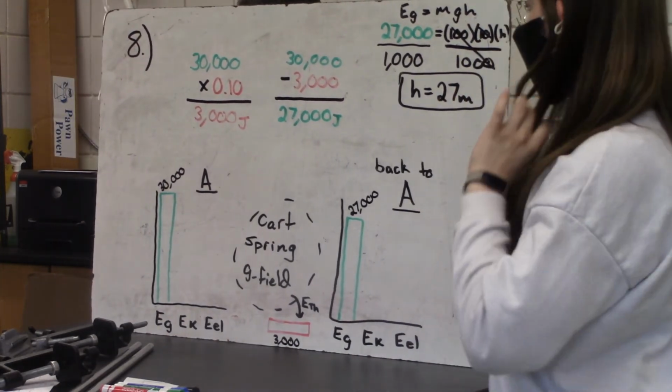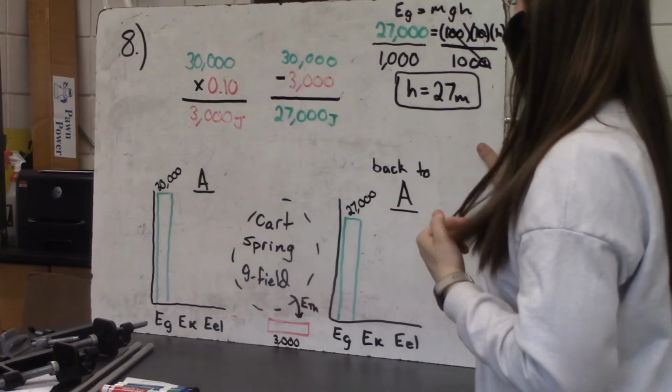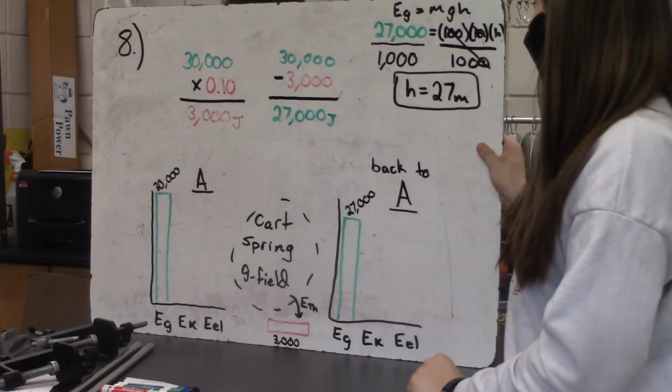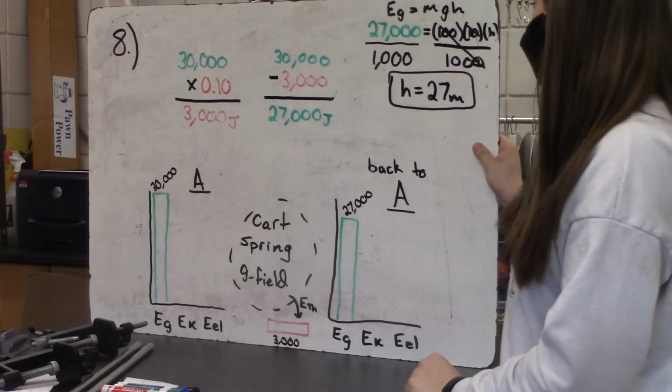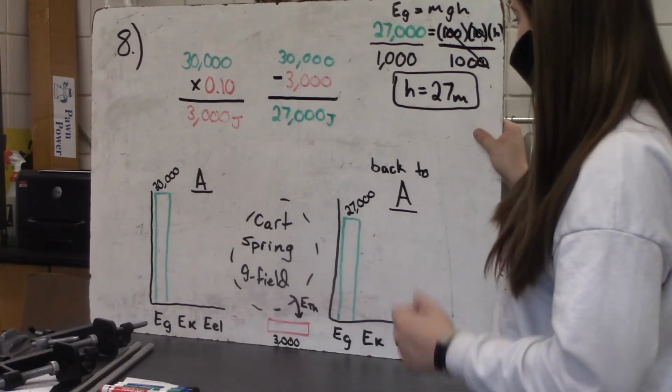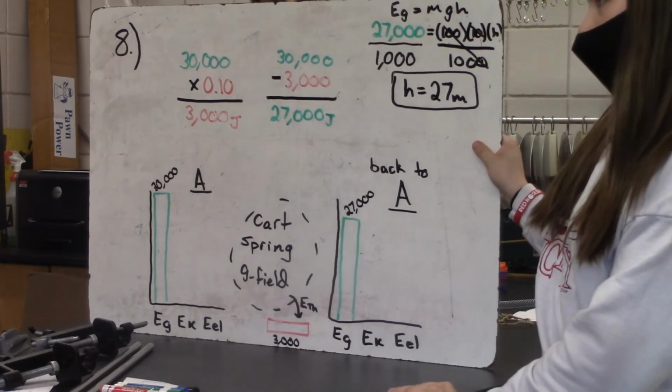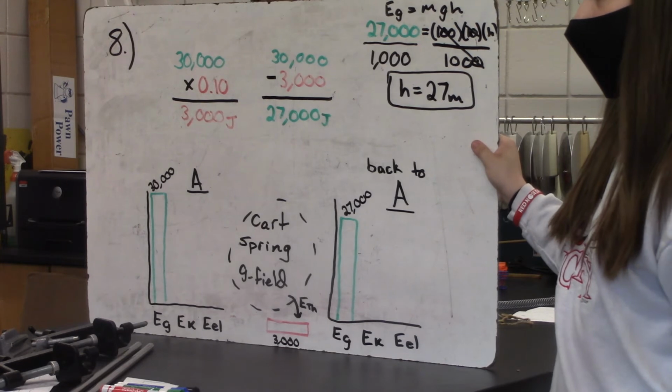So you'd have the 27,000 is equal to the mass, which is 100 kilograms, and then times 10 newtons times the height. So then you would divide out 1,000 from both sides, giving you your height of 27 meters. So I actually really like this. Actually, I like everything about this. But think about it this way.